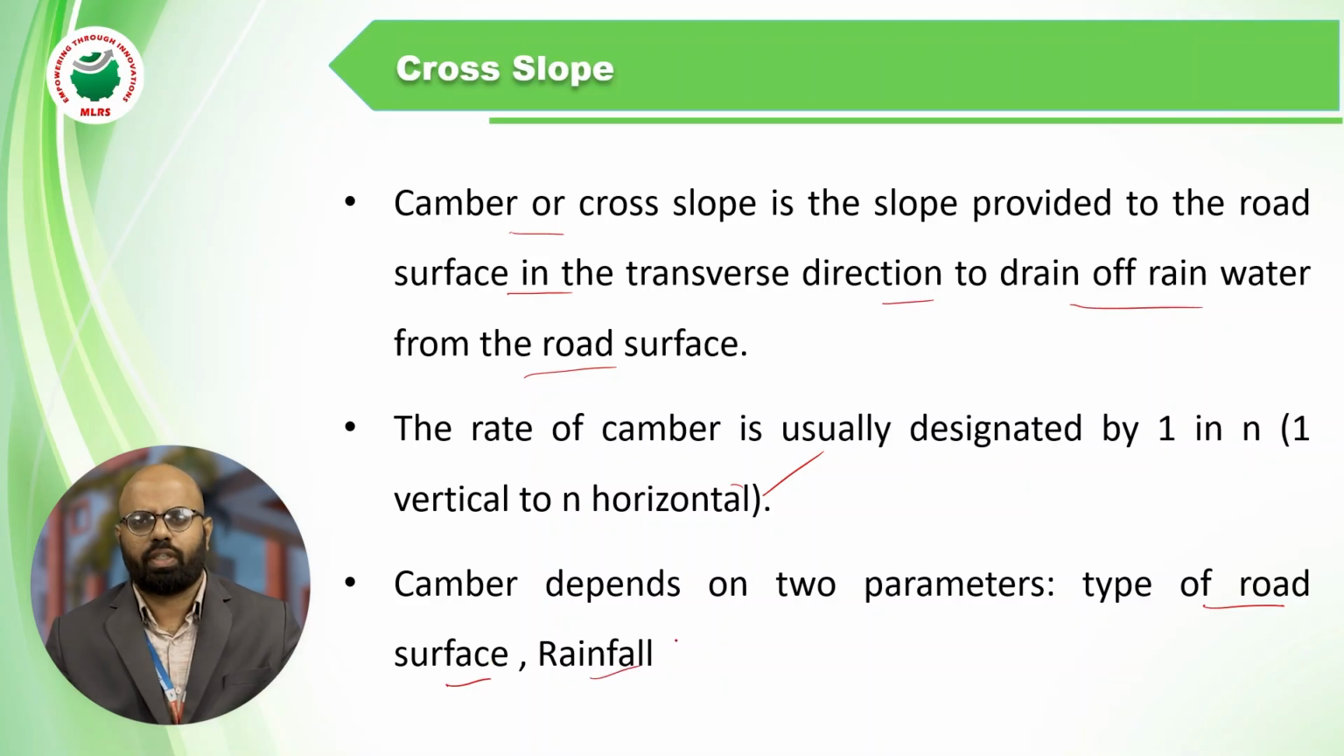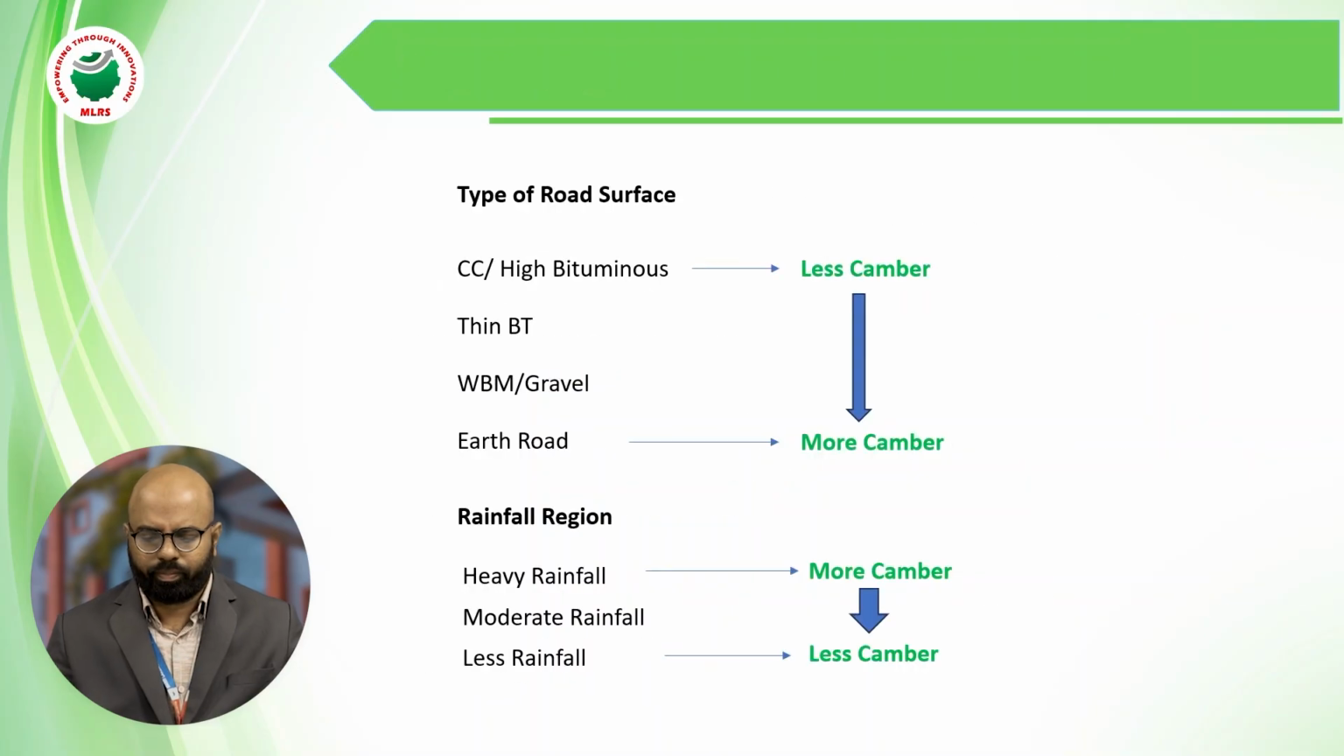Rainfall we classify into heavy rainfall, moderate rainfall and less rainfall. And for types of road surface, we classify into cement concrete or high bituminous surface, thin bituminous surface, water bound macadam or gravel road, and earthen road. If you observe, for cement concrete or high bituminous road we require less camber, as the surface quality is very good, so less camber will be enough. For an earthen road, the camber should be more.